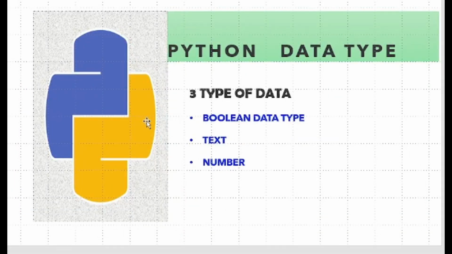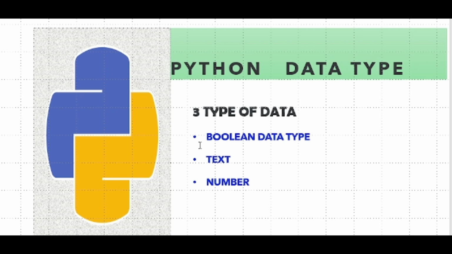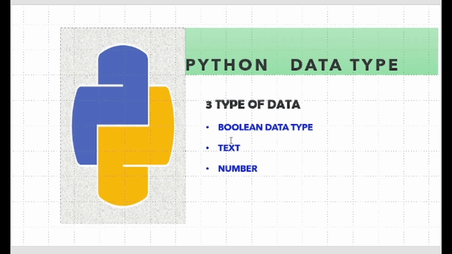Next, Python data types. Here we have three types of data. First, Boolean data type, next text, and third is number data type. We have already explained text and number data types. Text means string data types and number means integers and floats. And now we discuss the Boolean data type.